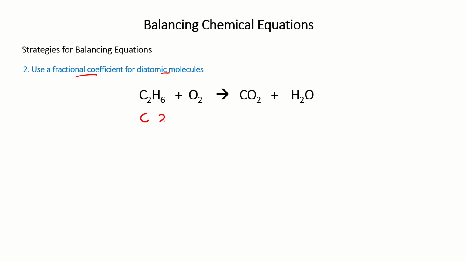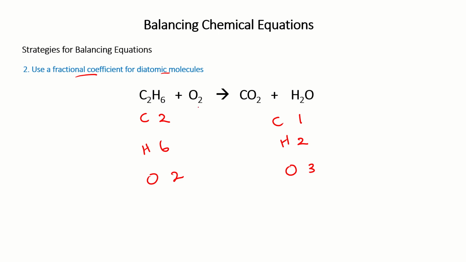So let's list out the elements. You have 2 carbons on reactant, you have 1 carbon on product. Hydrogens, you have 6 here, you have 2 here. Oxygens, you have 2 oxygen on reactant, and on the product side you have 2 plus 1, that is 3 oxygens.